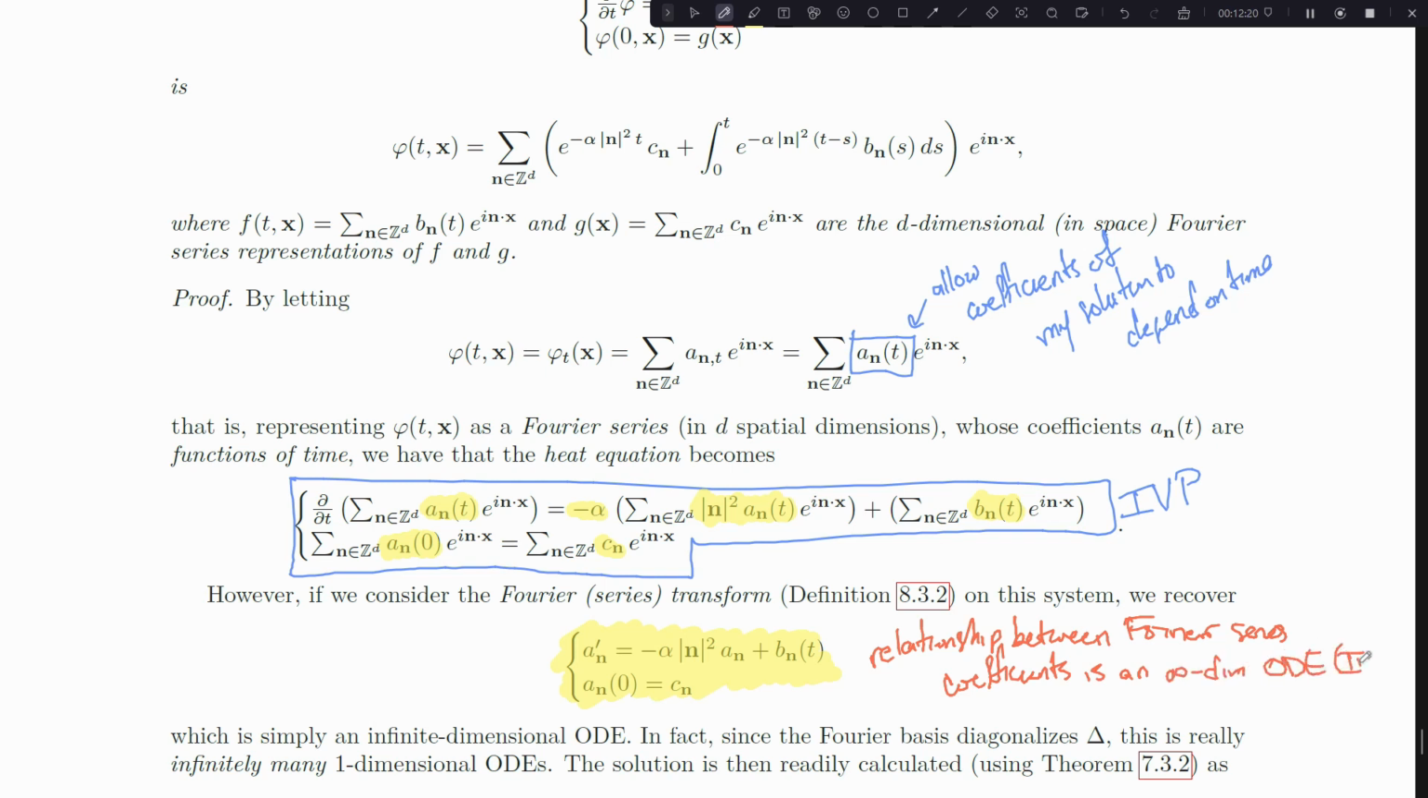Still an IVP, right? Still an initial value problem, but it's an ODE now because I only have one derivative right there on a sub n. Everything else is missing a derivative. And so I have an infinite dimensional case because there are infinitely many n's.